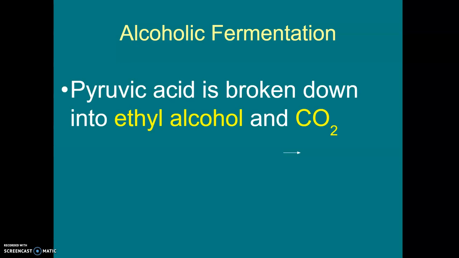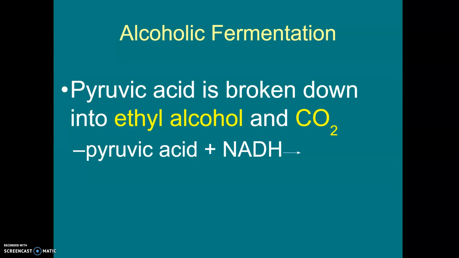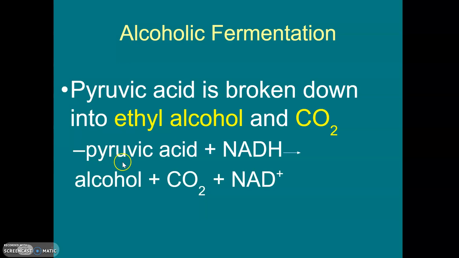What happens is, first step, I still go through glycolysis. I make that pyruvic acid, and then that pyruvic acid gets broken down into something called ethyl alcohol and CO2. Okay, so once again, I had to use some of that NADH that I made in glycolysis. This is just showing my reactants, pyruvic acid and NADH, into my products, alcohol, CO2, and that NAD+.